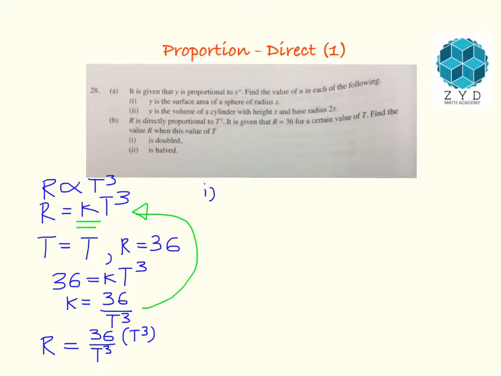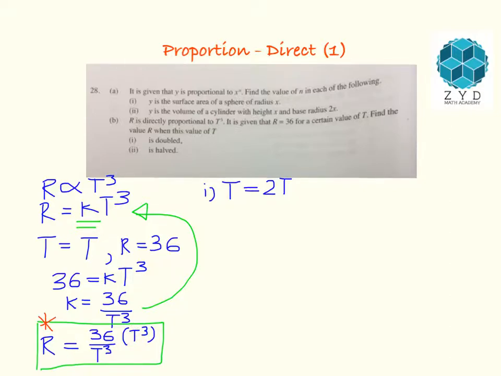They say in part 1, the value of t is doubled. What does it mean when t is doubled? When it's doubled, it means t is now 2t. So what do we do? As always, substitute this value back into this general equation. I have to write this down. This is our general equation. It is very important that we establish this equation. So now we substitute this 2t into this t.